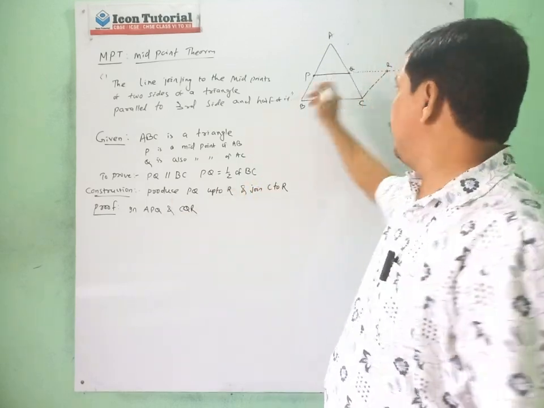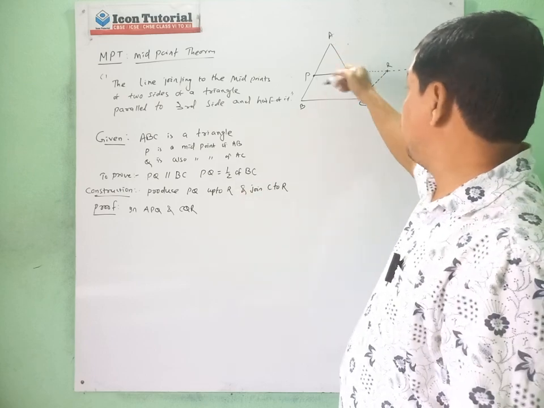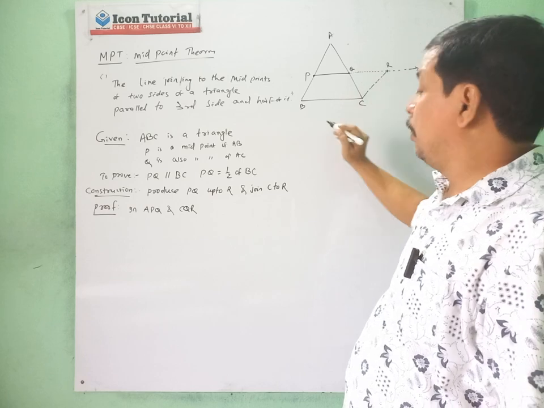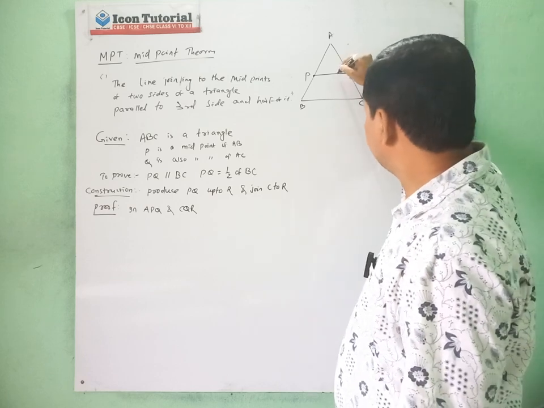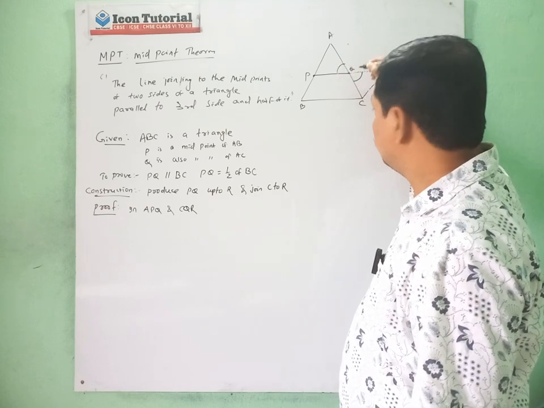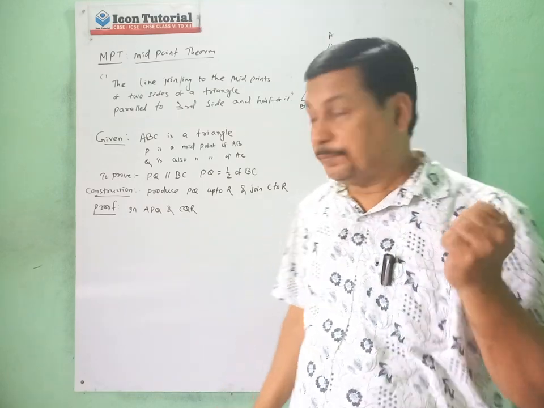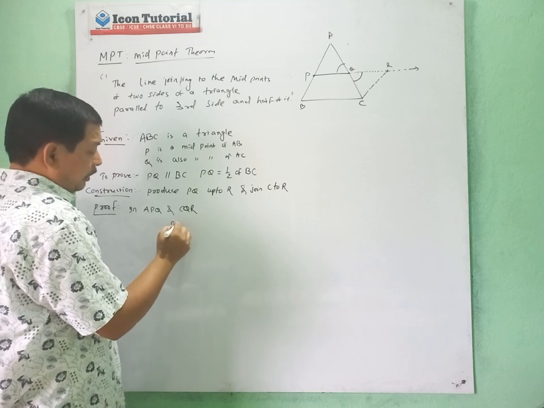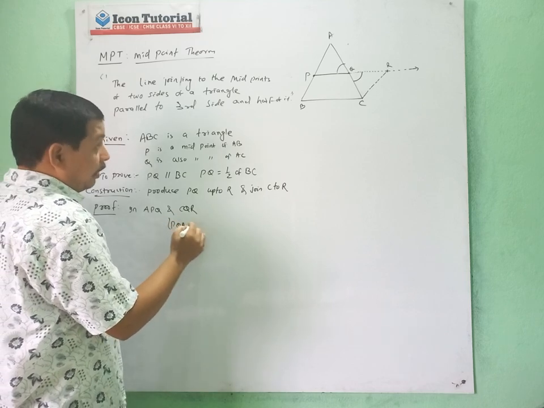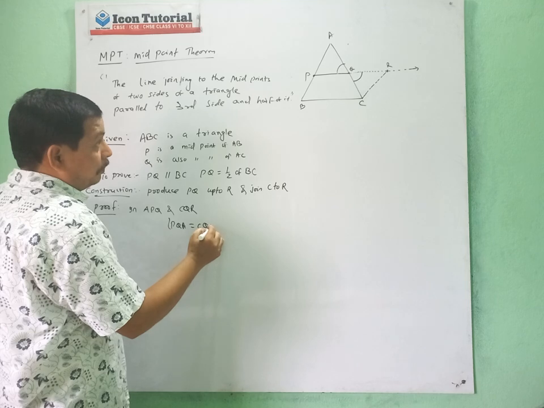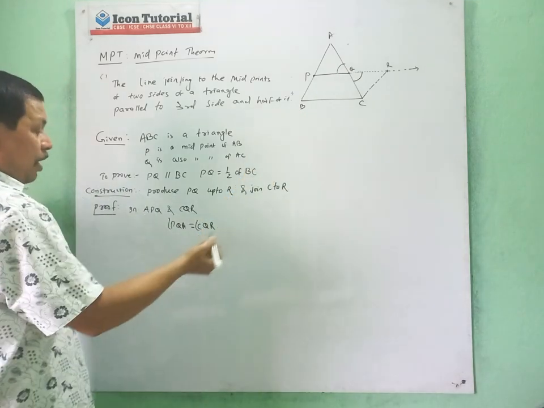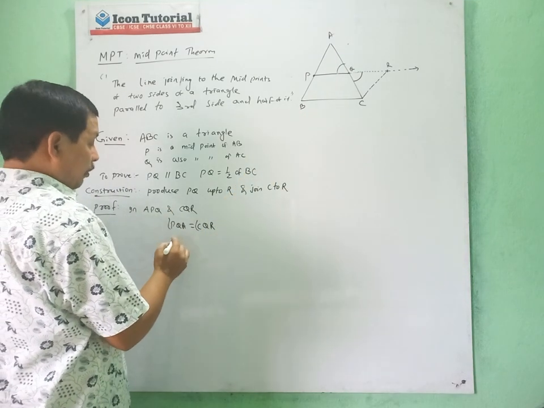So in triangle APQ and CQR, in these two triangles, this angle is equal to this angle. Why? Vertically opposite angles. So angle PQA is equal to angle CQR. Look here, PQA is equal to CQR.